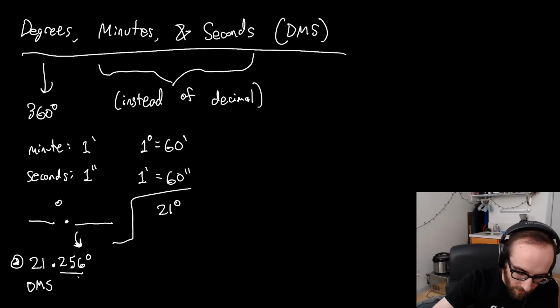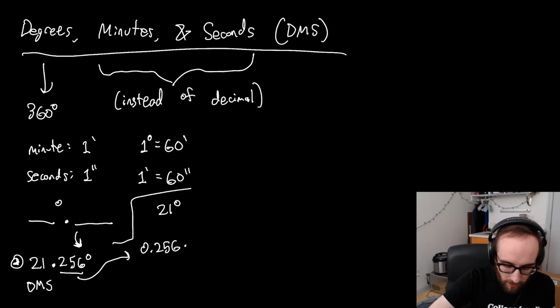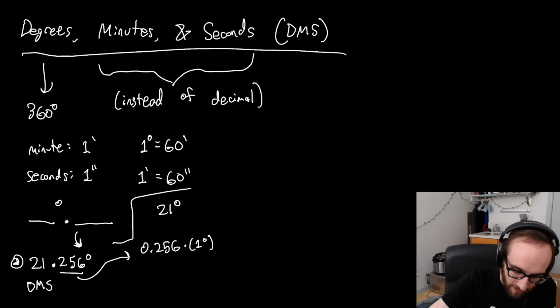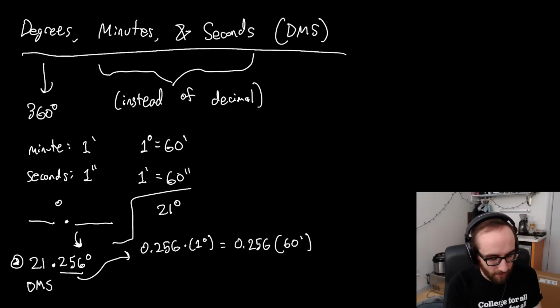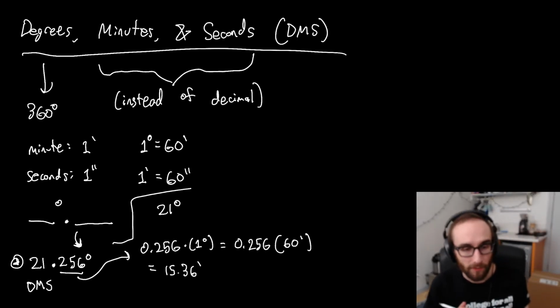Then we take the remainder, 0.256, and the remainder is in terms of degrees. So one way to think about it is we have 0.256 times 1 degree. To change it to minutes, there are 60 minutes in a degree. So instead of multiplying 0.256 by 1 degree, we can multiply it by 60 minutes. So we just take 60 times 0.256, and then we end up with 15.36 minutes.